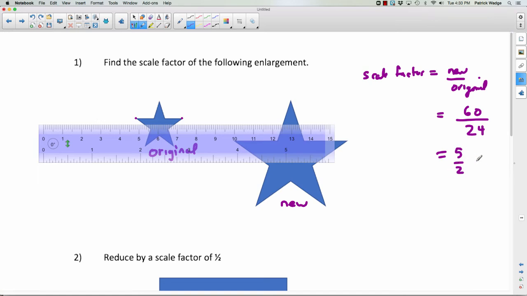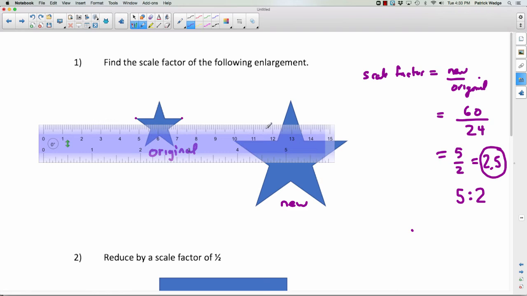You could also divide this and get a decimal, 2.5. That's probably my preference. 2.5 is a good answer. You could also, I'm not such a big fan of this, but your book does this, so I better tell you. You could also write it like this, 5 to 2. That works as well. So what does that mean?